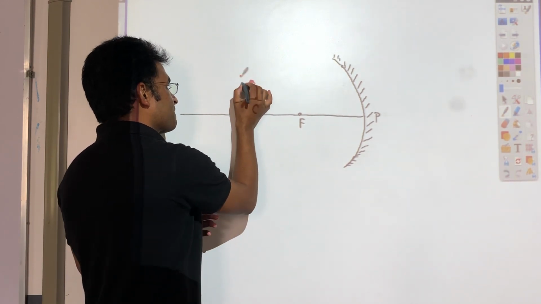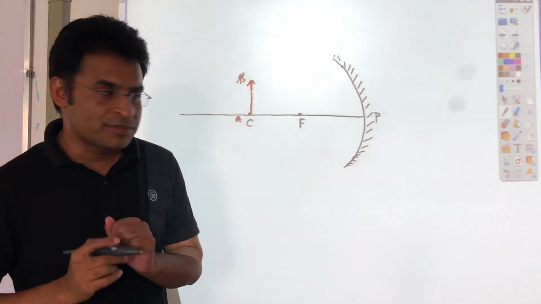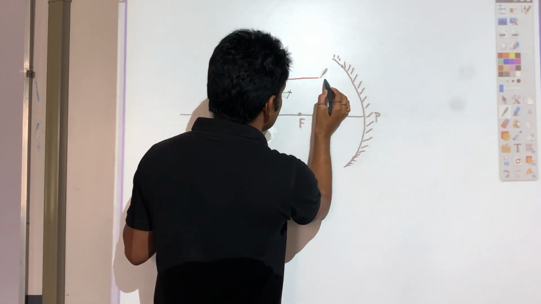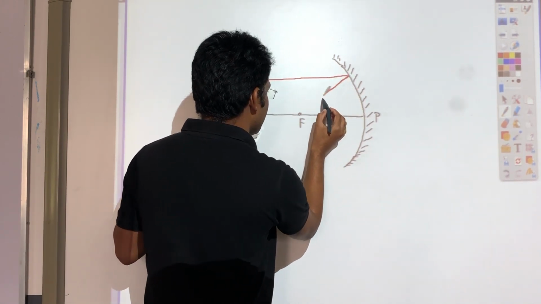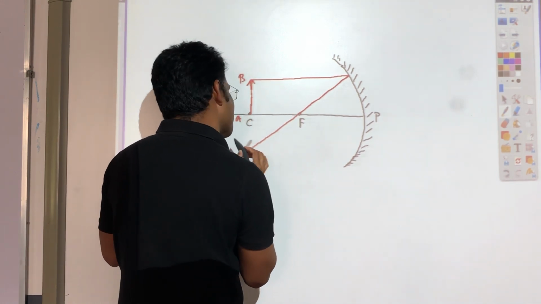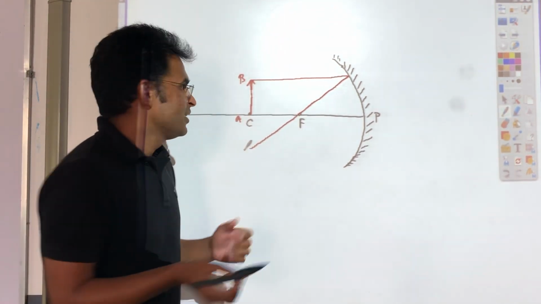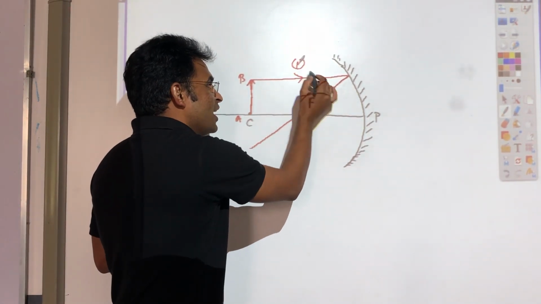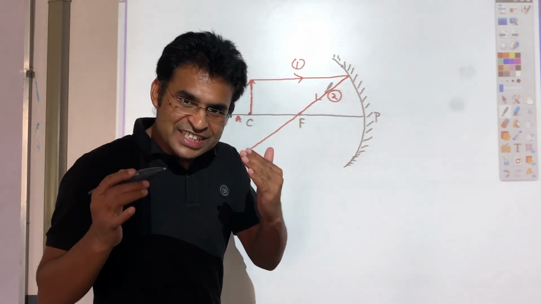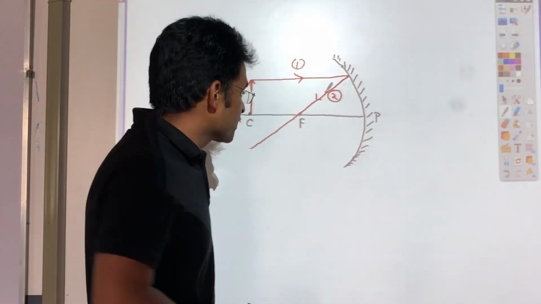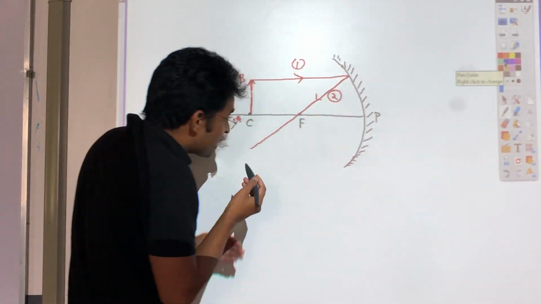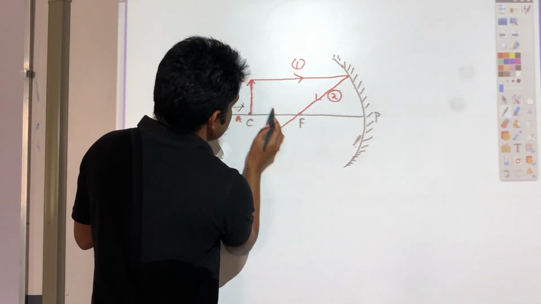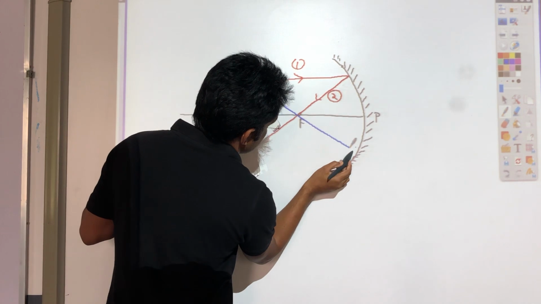I want to find the position of the image, so again I'll use the ray diagram. If a light ray is parallel to the principal axis, we know it will pass through the focus, because the rule is there. Now I name this one 1 and this one 2. One is the incident ray and the second is the reflected ray. Now any light already passing through the focus will become parallel to the principal axis.